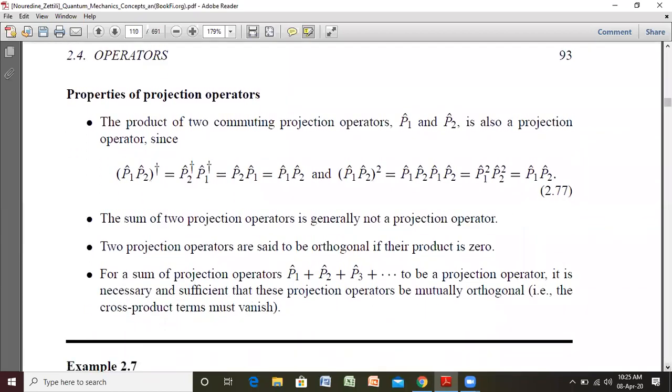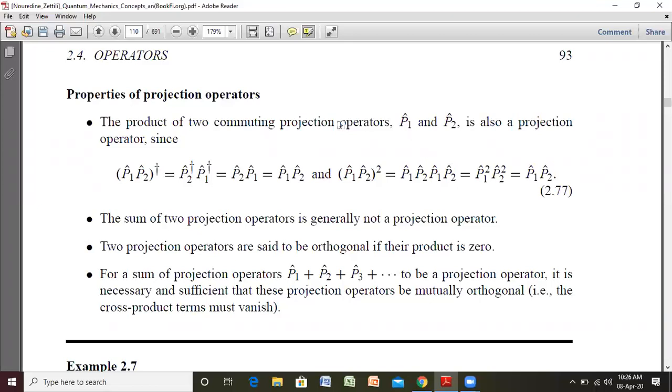There are a few properties of the projection operators. If you have two projection operators P1, P2 multiplied by each other, and we take the Hermitian adjoint, then I have told you that in multiplication the sequence will change. P2 will come first and then P1. P2 dagger P1 dagger: now both of these are Hermitian, so P2 dagger will be equal to P2 and P1 dagger will be equal to P1. So this is equal to P2 P1, and P2 P1 is always equal to P1 P2. So P1 P2 dagger is equal to P1 P2, and if we take the square, P1 P2 whole square is equal to P1 P2 P1 P2, and you know P1 multiplied by P1 is P1 square, and P2 multiplied by P2 is P2 square.